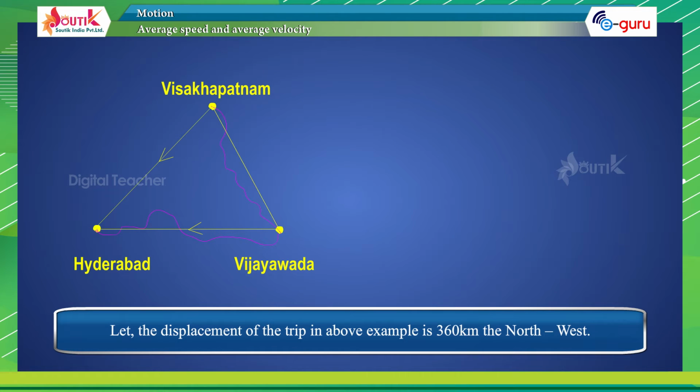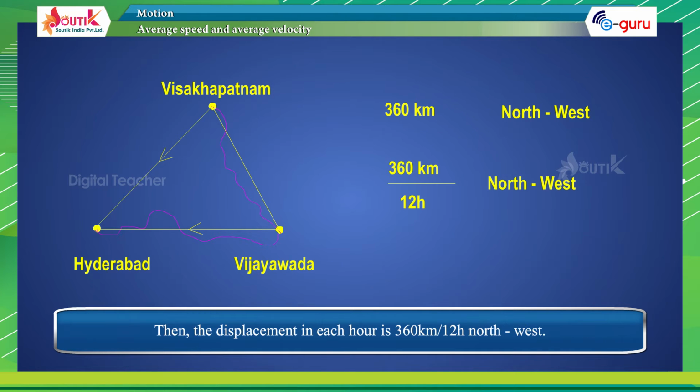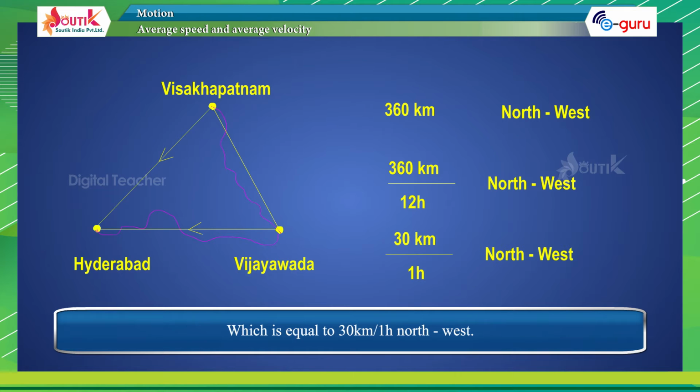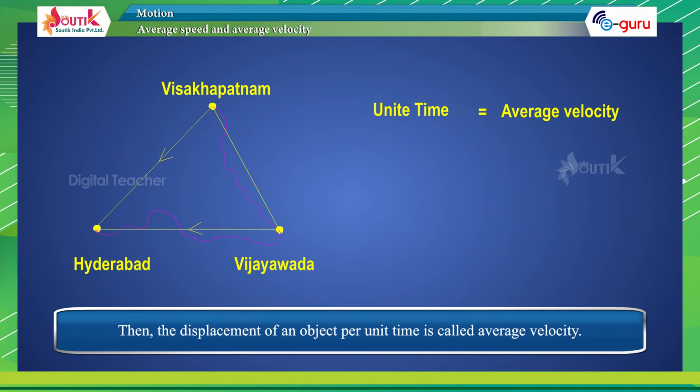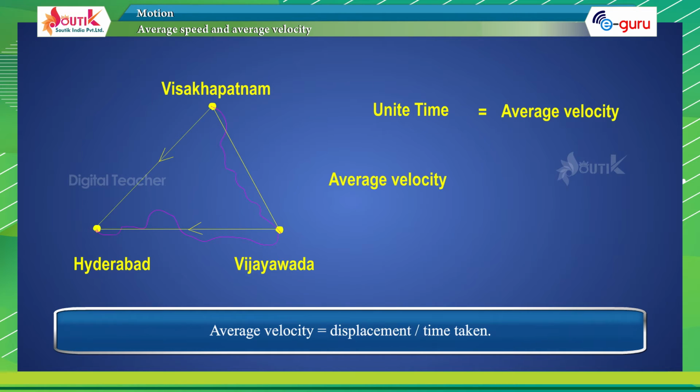Let the displacement of the trip in the above example be 360 kilometers northwest. Then the displacement in each hour is equal to 360 kilometers divided by 12 hours northwest, which is equal to 30 kilometers per hour northwest. Then the displacement of an object per unit time is called average velocity. Average velocity is equal to displacement divided by time taken.